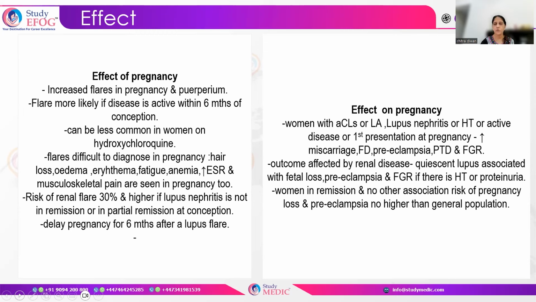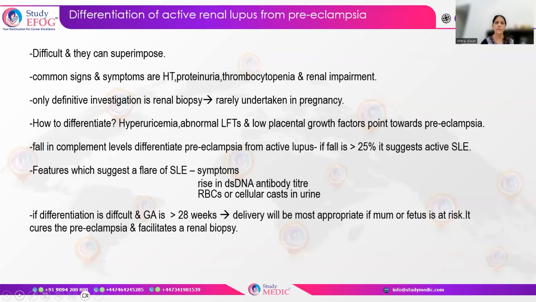The outcome for those who are affected by renal disease, if the disease is quiescent, is better; if it is lupus associated with hypertension or proteinuria, there is fetal loss, preeclampsia, and fetal growth restriction. Women who are in remission and do not have any other associated risk in pregnancy, for them, the risk of pregnancy loss and preeclampsia is no higher than in the general population. So this is the effect on pregnancy.